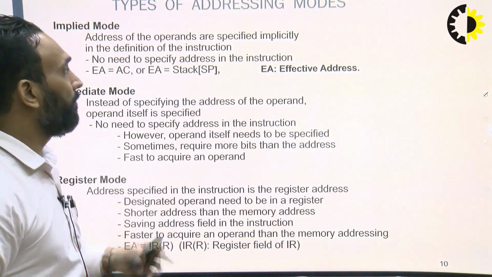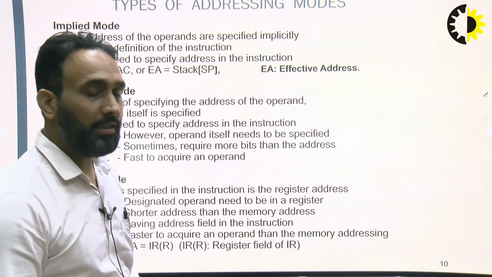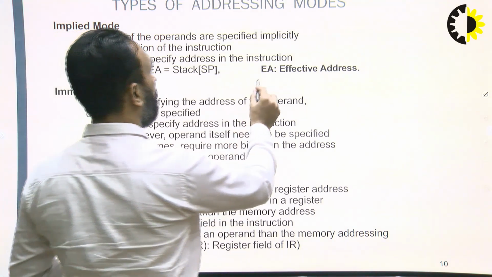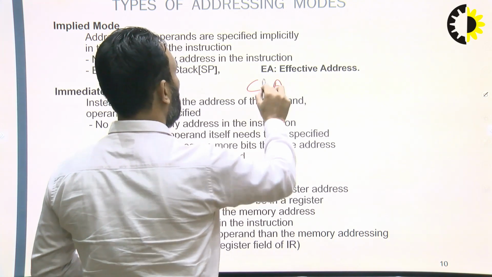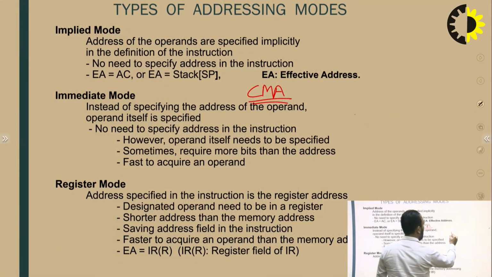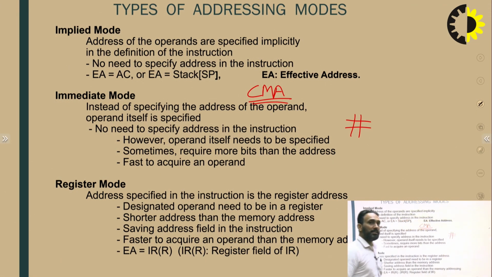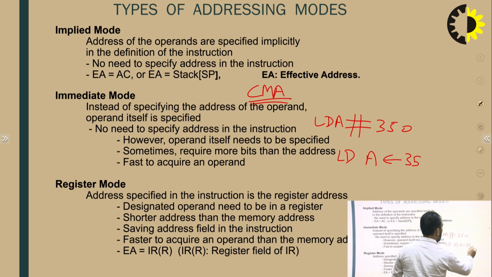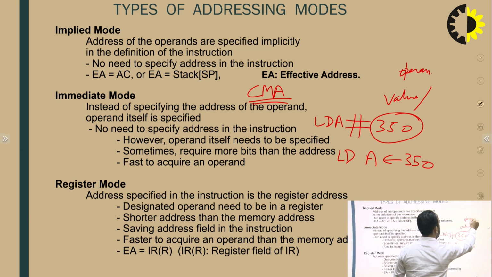What is implied mode? Implied mode is generally used when the source and destination register are the same, and in this method the complement of accumulator is done, right? And in immediate addressing mode, we use a hash symbol before the address, which also represents the value. For example, if we write LDA #350, it means load 350 into the accumulator, that is a value, or we can say operand, not address. Clear?